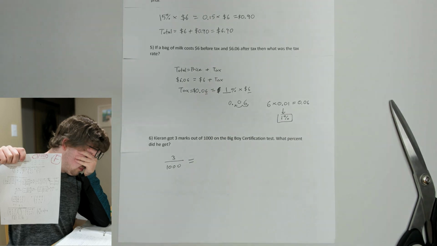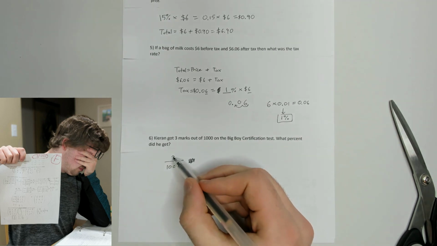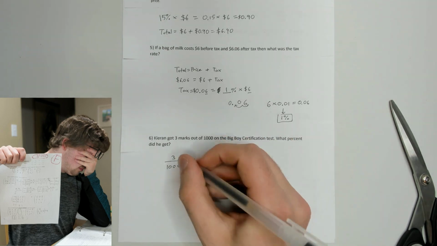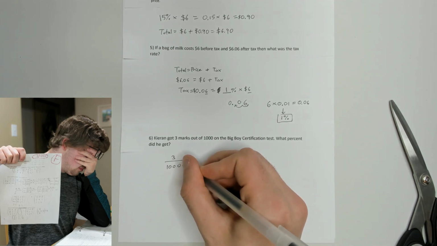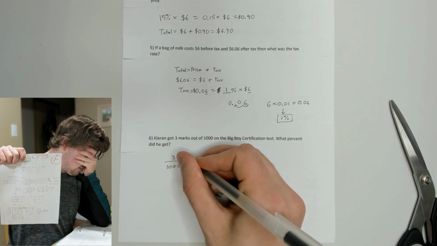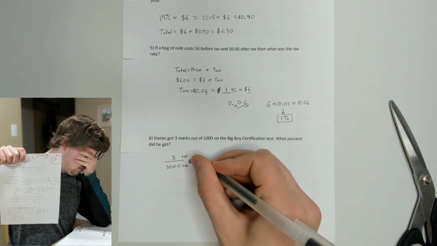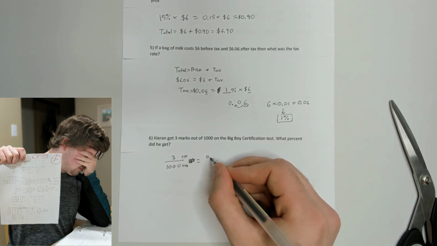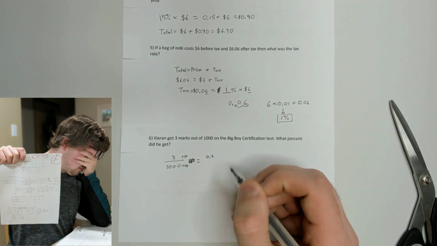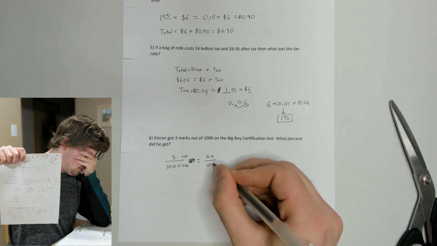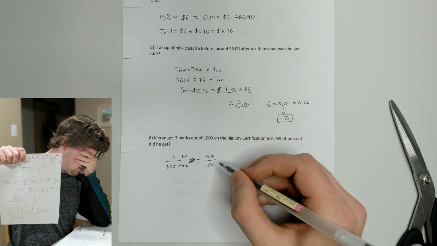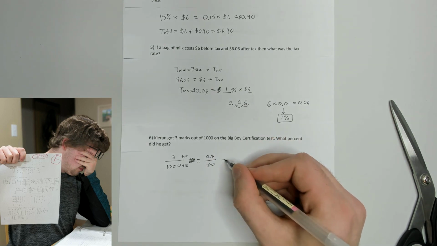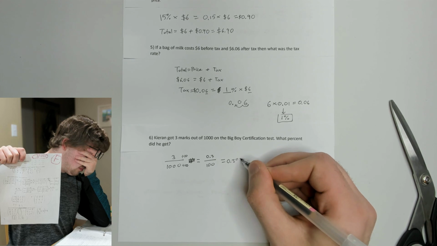So if we do 3 over 1,000, we want to convert this into a percent. There's a couple things we could do. One thing we could do is note that to get from 1,000 to 100, we just divide by 10, right? We know that 1,000 divided by 10 is 100. So doing that to the top to keep this as an equivalent fraction, we get 3 divided by 10, which is 0.3, right? We're just sliding the decimal to the left by 1, over 100. And since this is now a fraction out of 100, we know that the percent is just the numerator. So this is 0.3%.